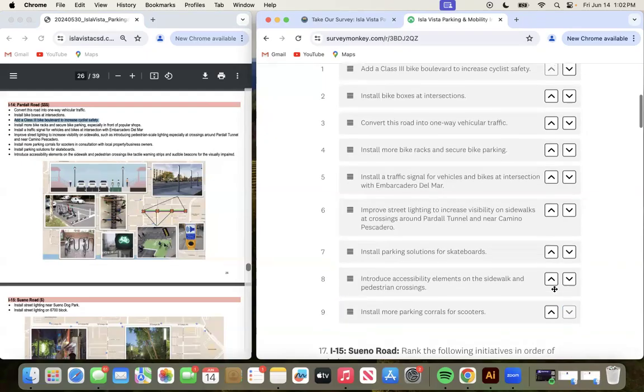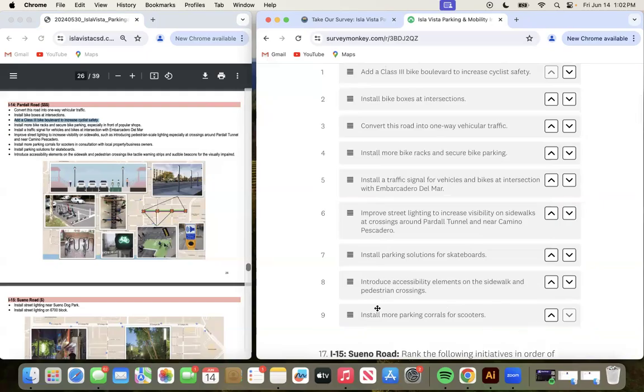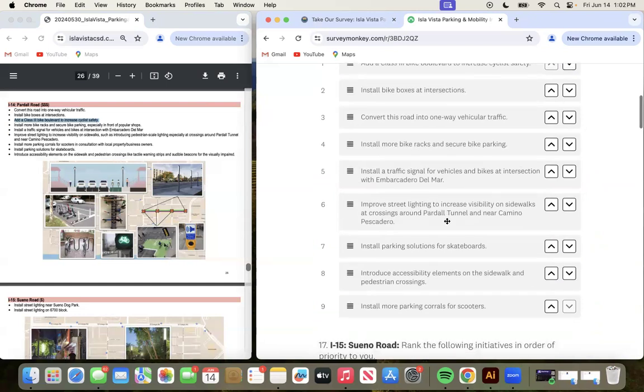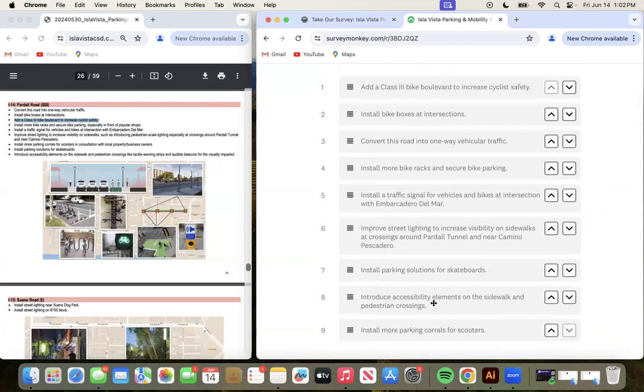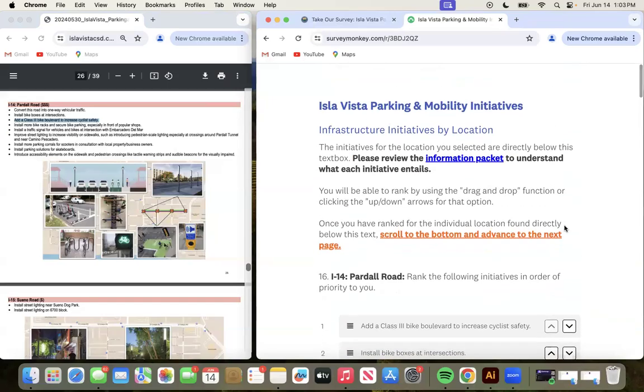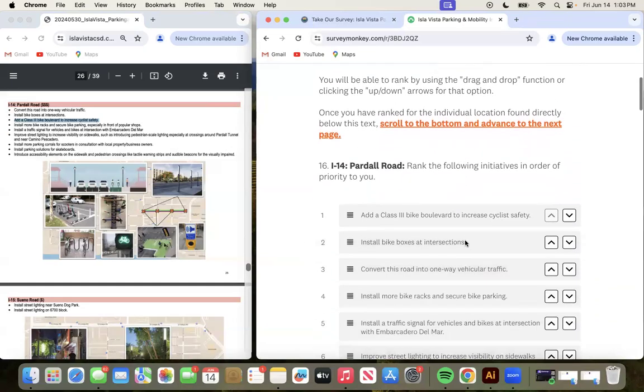Please answer this in the way that reflects your own thoughts and opinions, but I'm just showing you how you might want to think about ranking all of these strategies, because I know that you might not support all of them. So if you don't support some of them, put those towards the very bottom. And this is where we get to the tricky part that I mentioned before, where it says once you have ranked for the individual location, scroll to the bottom and advance to the next page.